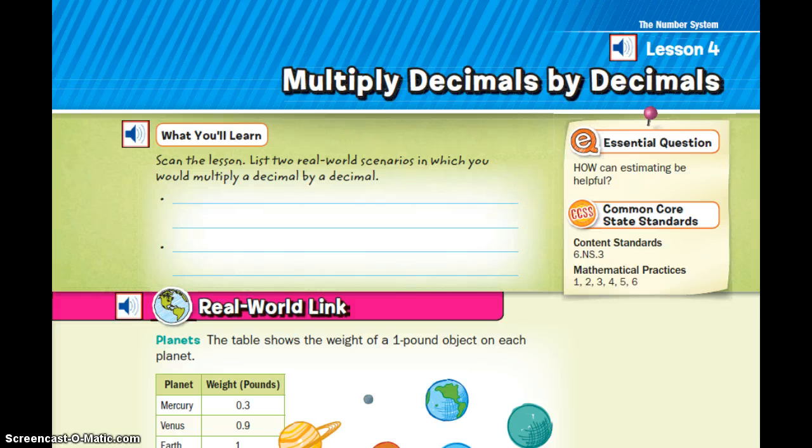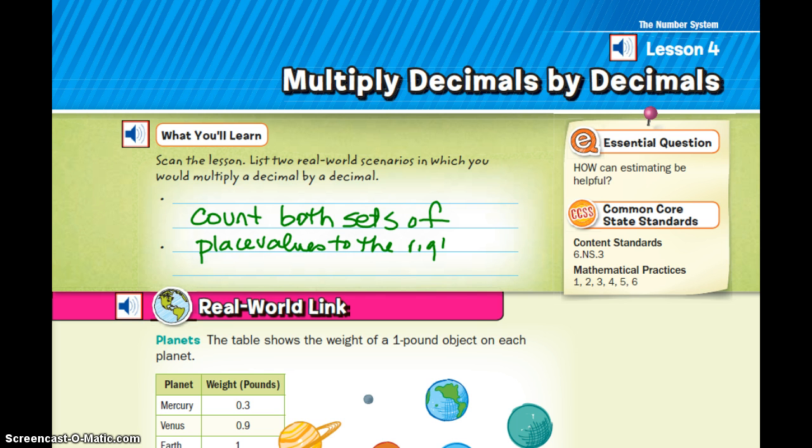So again, in this case, since we have decimals by decimals, you're going to have to count both sets of place values to the right of the decimal, and then you're going to have to add them, before hopping to the left.